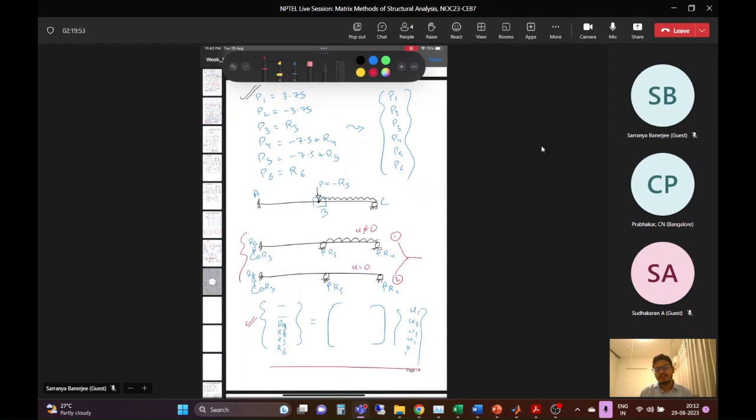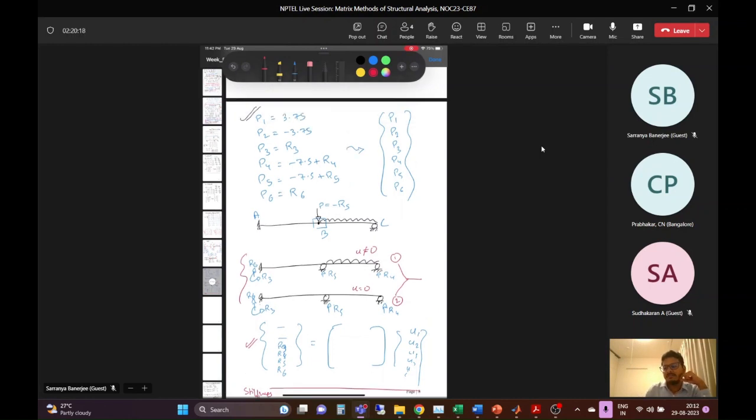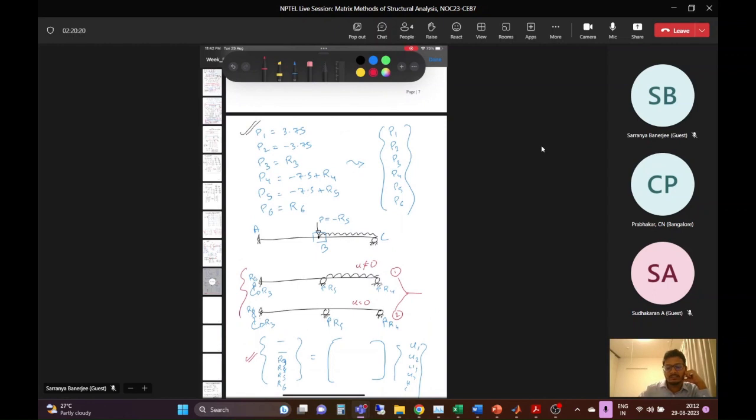So basically, what I am trying to say is, if we don't distinguish between the load vector and the reaction vector in this stiffness equation, then you will not get the full unique solution for the beam. So that is my point, and that is why I have written the force vector like this.